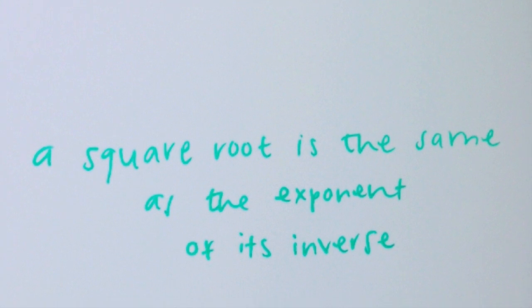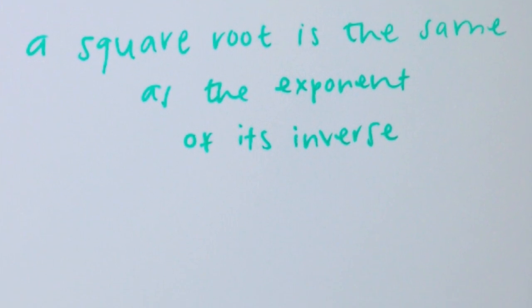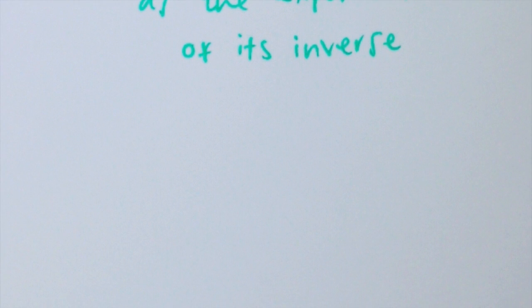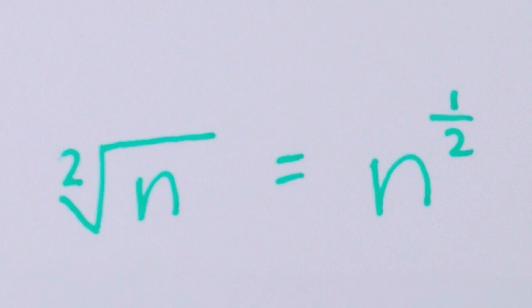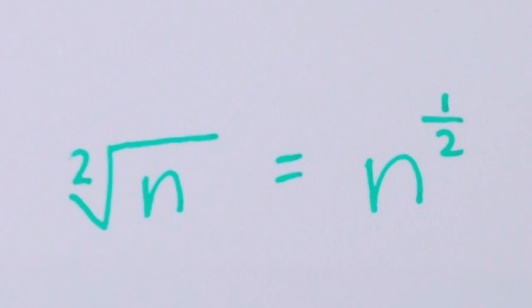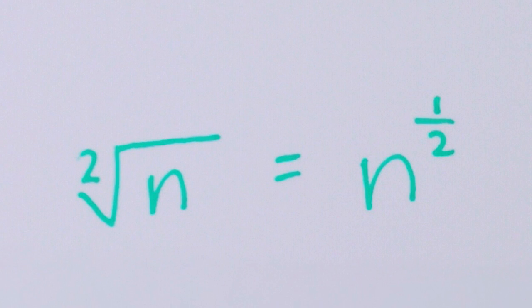Now let's go over square roots. A square root is the same as a number to the power of its inverse. So, as you can see, n to the power of 1/2 is the same as the square root of n, because 1/2 is the inverse of 2.